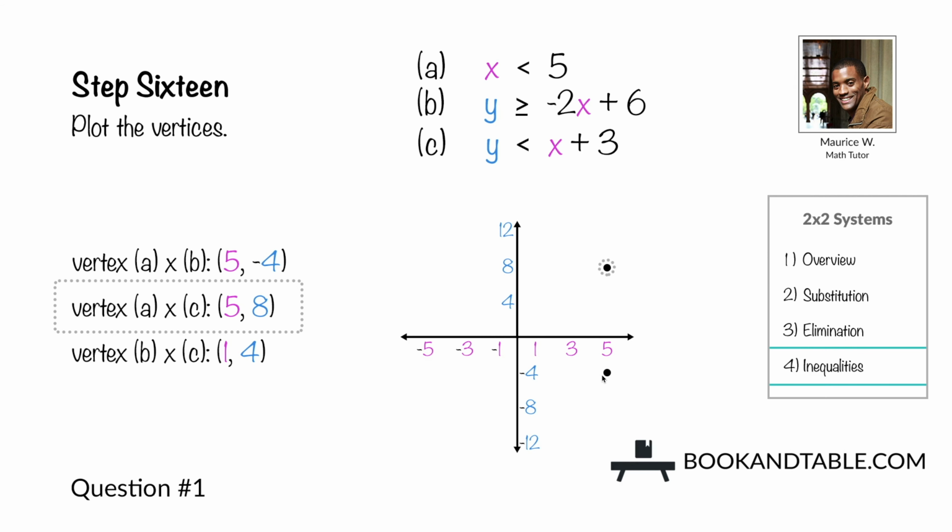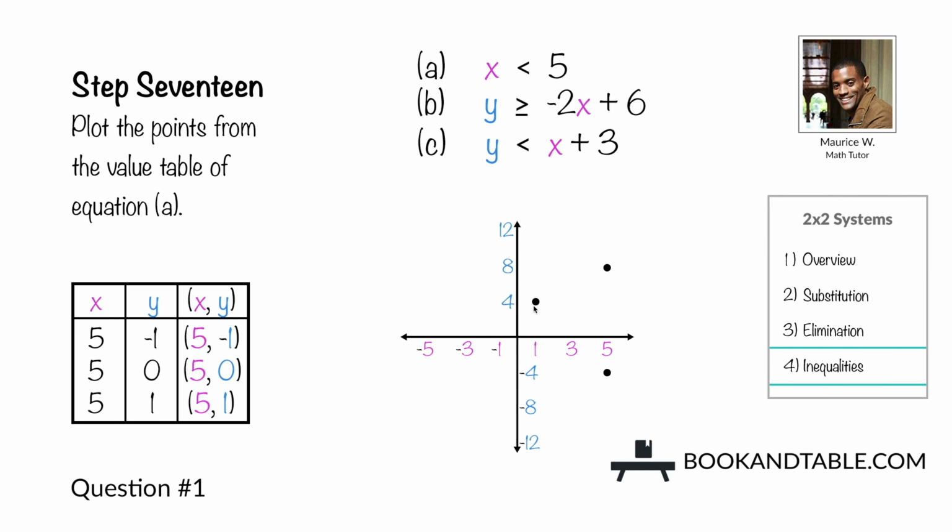The second vertex is AC at 5, positive 8. And the third vertex for BC is positive 1, positive 4. So we plot the vertices, and now we're ready to plot the points from the value table of A.